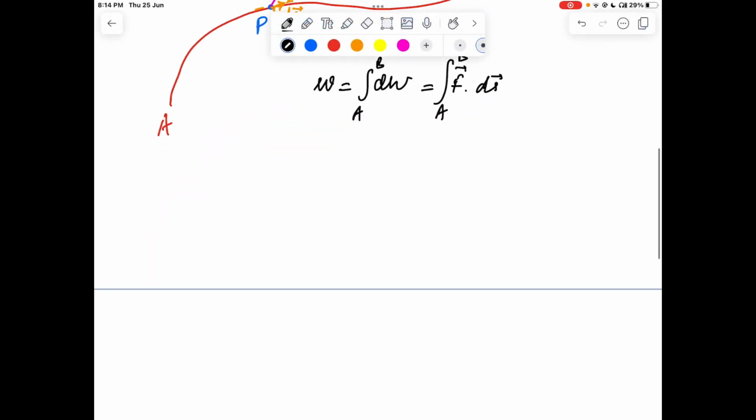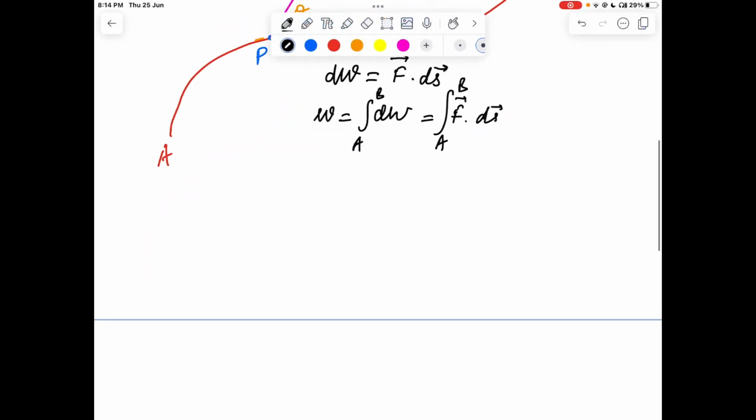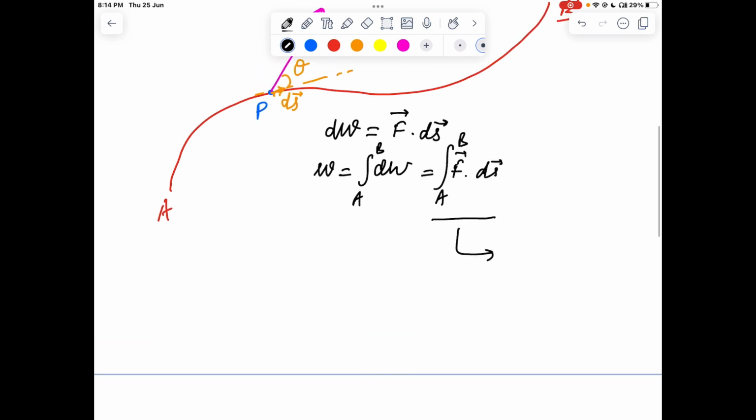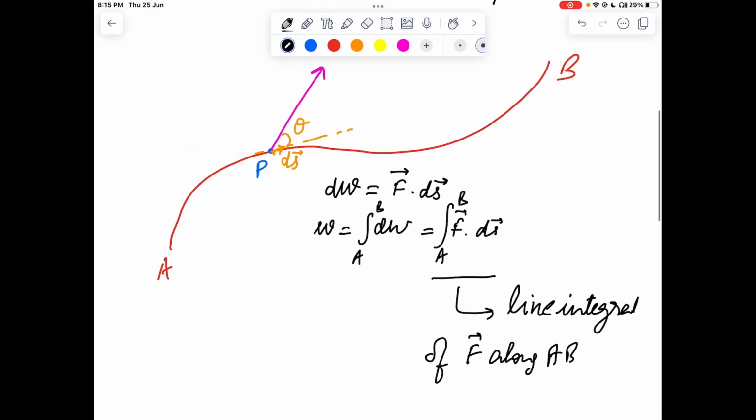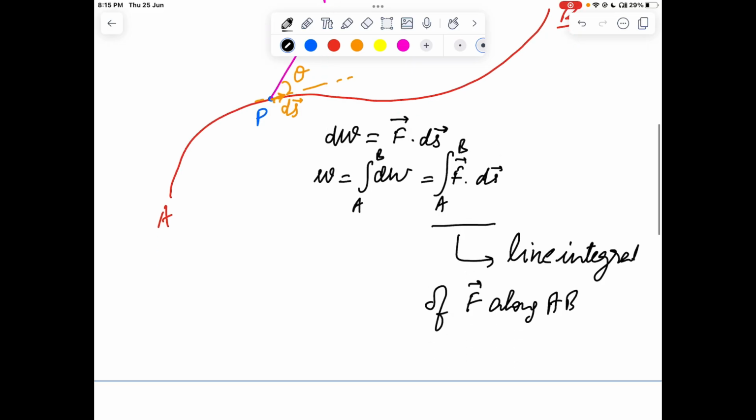Okay guys, this quantity, the integral of F dot ds, is actually called a line integral. This is the line integral of the force F along AB. Now it is easy to see why this is called a line integral, because we are doing an integral of F along the line AB. So therefore this thing is called a line integral.